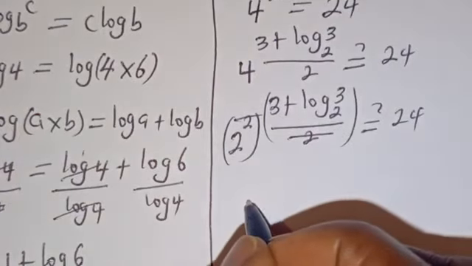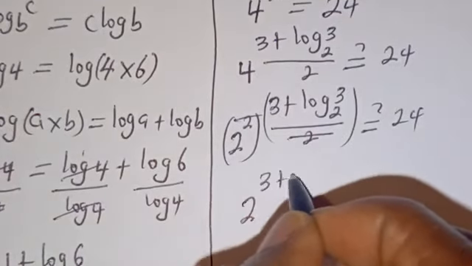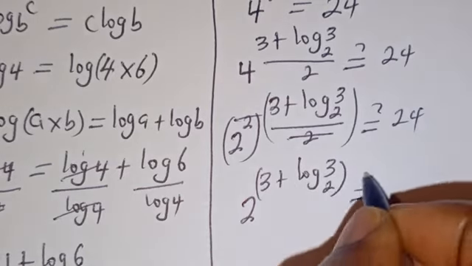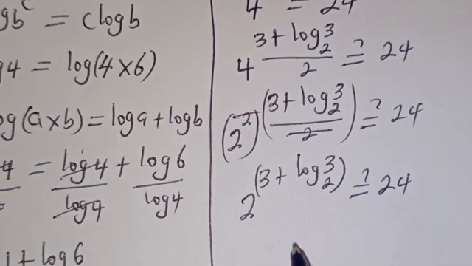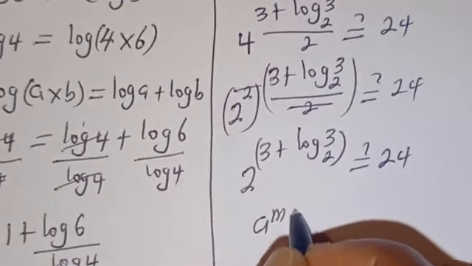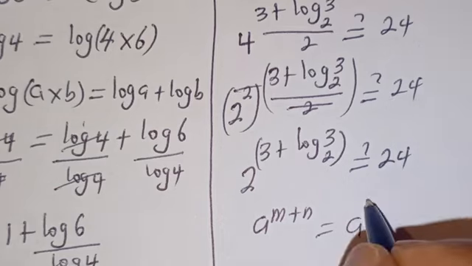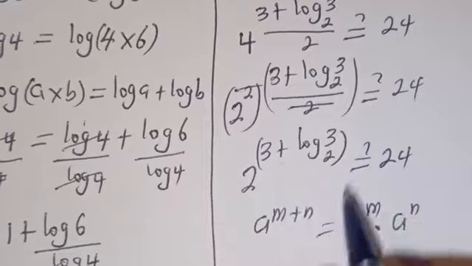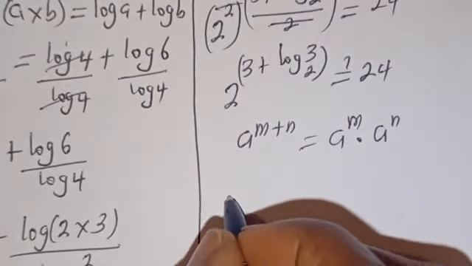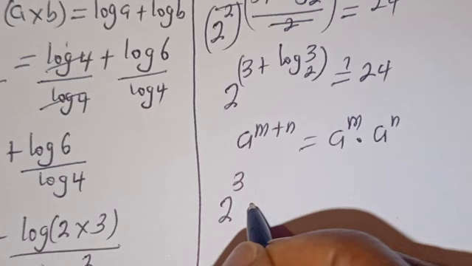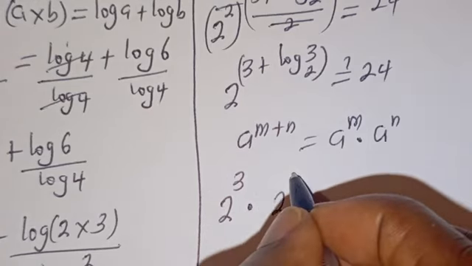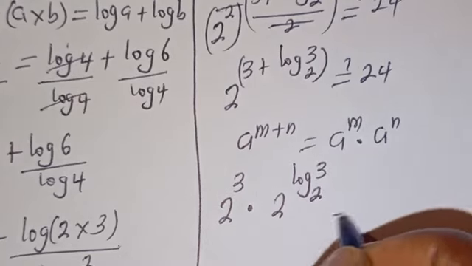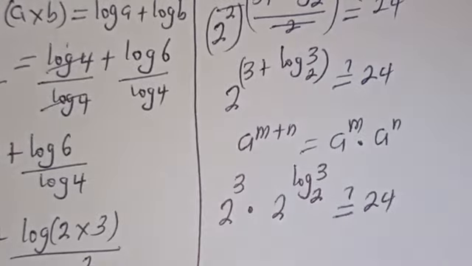Then we have 2 to the power of 3 plus log 3 base 2 must be equal to 24. Take note of this, that if you have a to the power of m plus n, this is equal to a to the power of m multiplied by a to the power of n. Then this can be written as 2 to the power of 3 multiplied by 2 to the power of log 3 base 2 must be equal to 24.